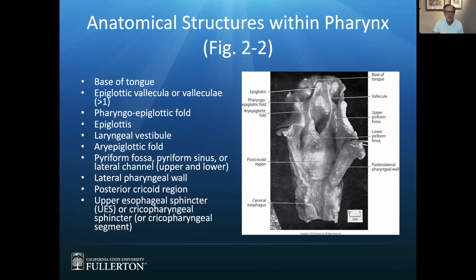And then finally, we get to the upper esophageal sphincter, or UES. That's not labeled here, but it's right here. So above it is pharynx, below it is esophagus. Here they have labeled it cervical esophagus, which means that part of the esophagus which is in the cervical region, or your neck. It's also called several other things. One is the cricopharyngeal sphincter, and oftentimes the cricopharyngeal segment.